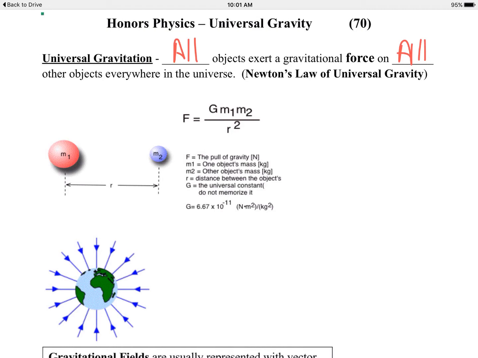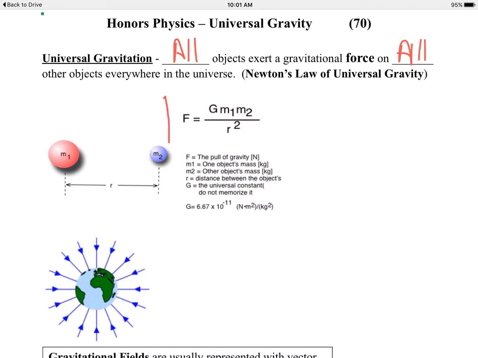All objects, whether it's people, anything with mass, exerts a gravitational force on anything else with mass everywhere else in the universe. So as I sit here or as you sit there, you're exerting a gravitational force on the planet Pluto, if you call Pluto still a planet. You exert a force on all planets in our solar system, all stars in the universe. Everything, everywhere in the universe exerts a gravitational force on everything else in the universe.